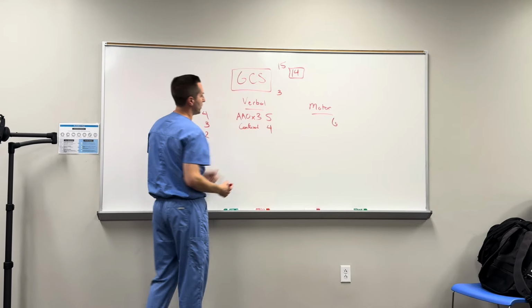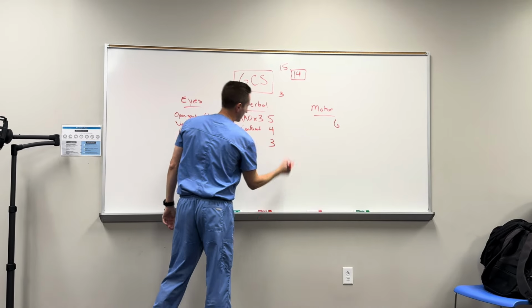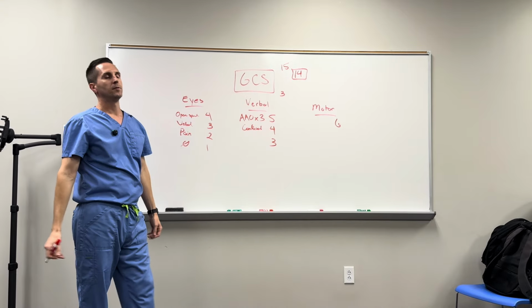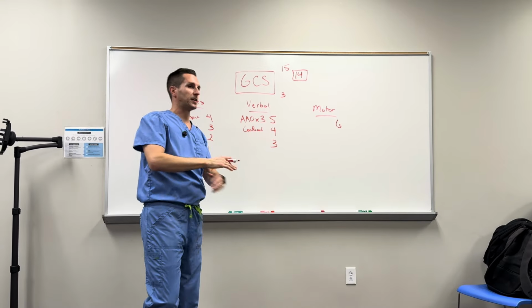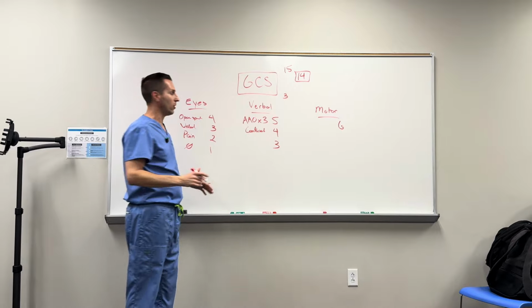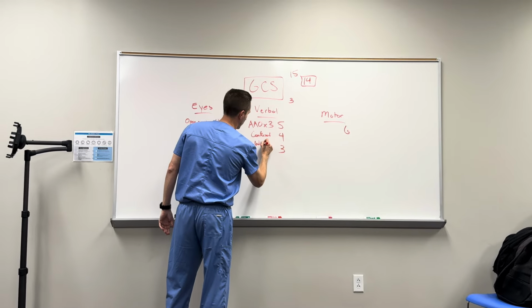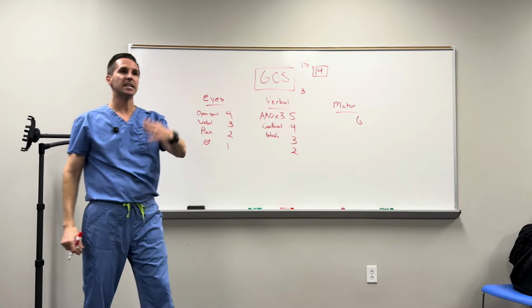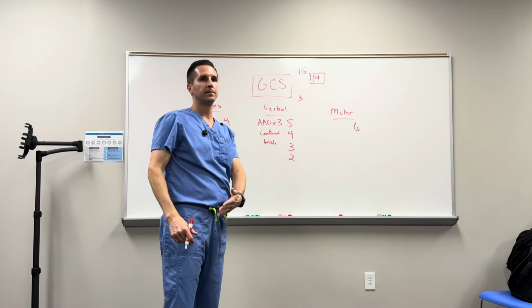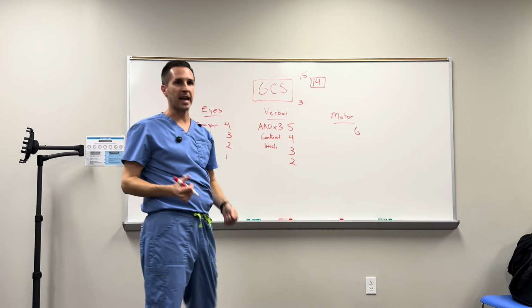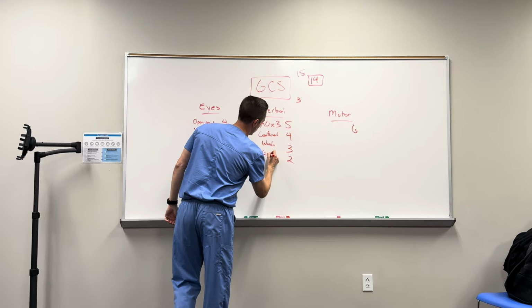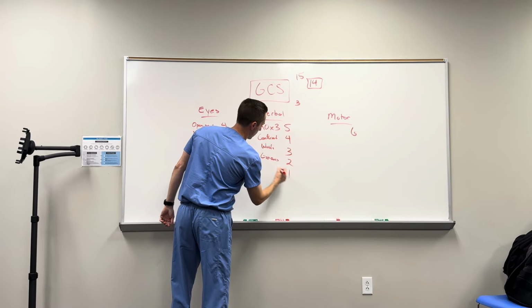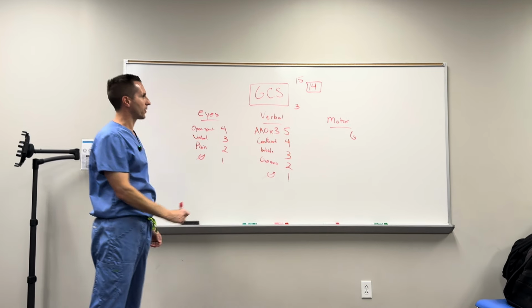If they're not confused, what's a 3? It's even worse. So they're making words, but they just don't make sense at all. But you're still saying words, okay? What about a 2? If it's not words, what is it? Incomprehensible sounds. So moans, groans, whatever, okay? And then 1, obviously, again, nothing, okay?